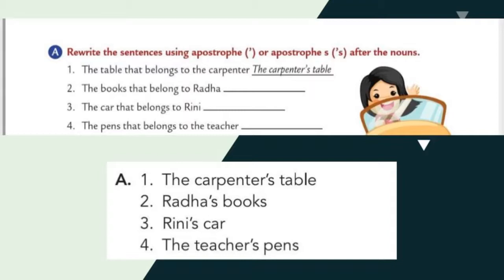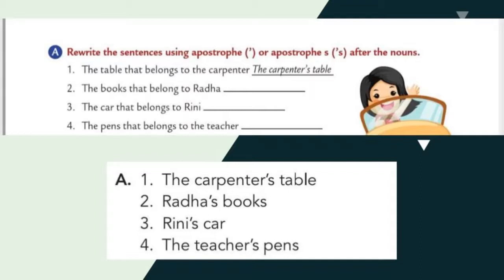Let's move to the third one, the car that belongs to Rini. In this sentence also two nouns are there, one is car and another one is Rini, and they said that the car belongs to Rini. So what is the answer? Yes, you're right. The answer is Rini's car. So what we have to write after the noun? Yes, you're right. Rini's car. So we should put apostrophe s after the noun Rini.